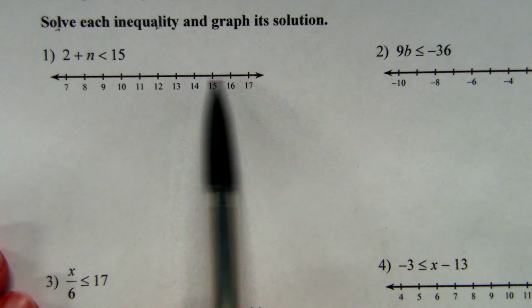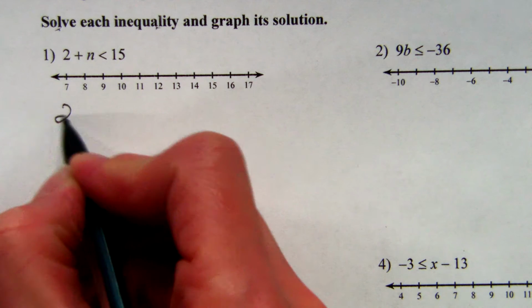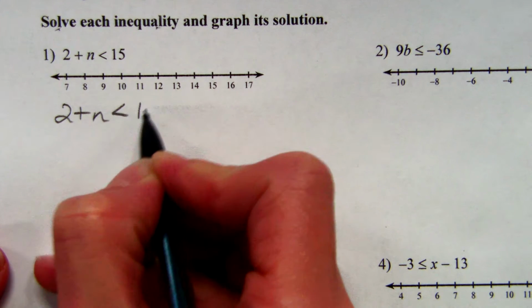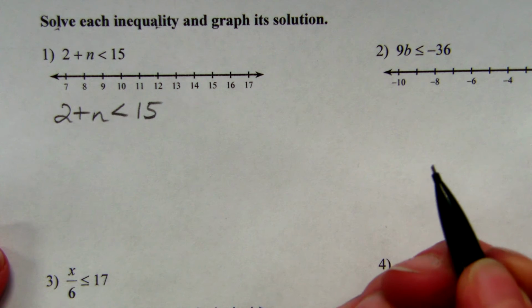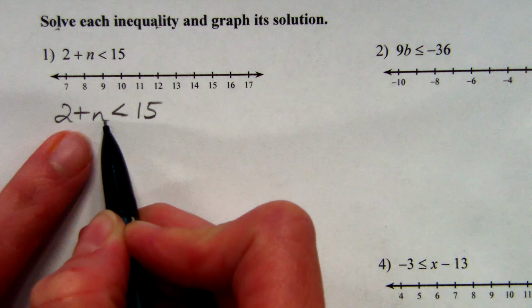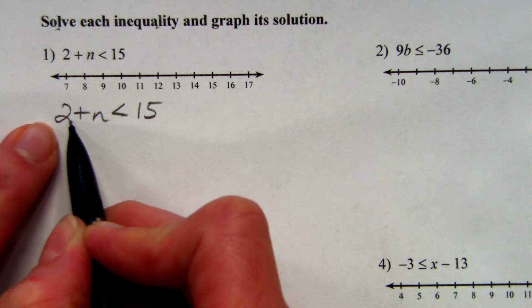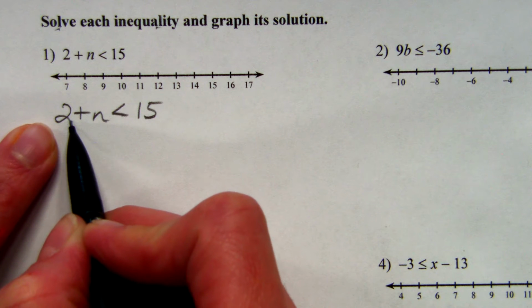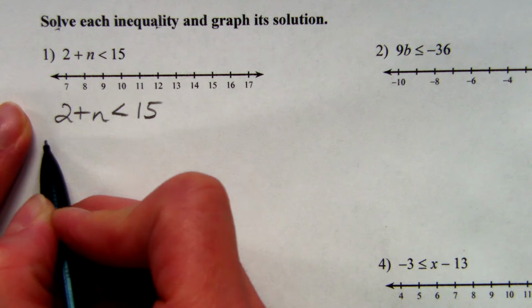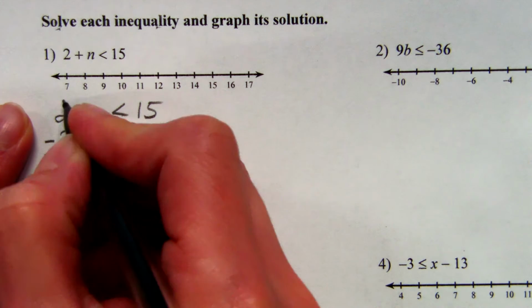Now, they've sort of put the graph right up next to this inequality, so the first thing I'm going to do is copy it down here just so I have some room to write. So in your minds, pretend that this is an equal sign. We're trying to solve for n. We want to get n by itself. So we're trying to remove the 2 from this side of the inequality. This works just like it did with one-step equations. We're going to subtract 2 from both sides.